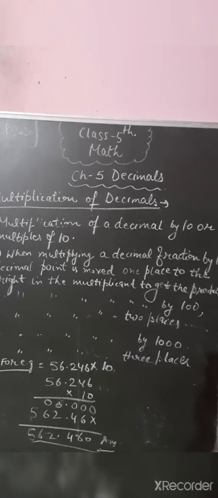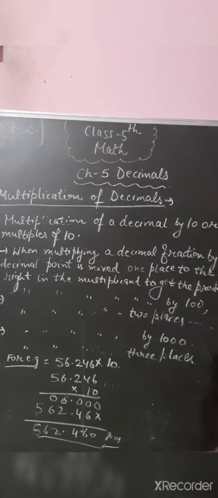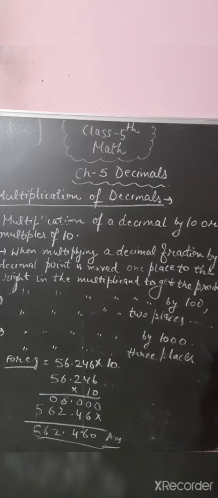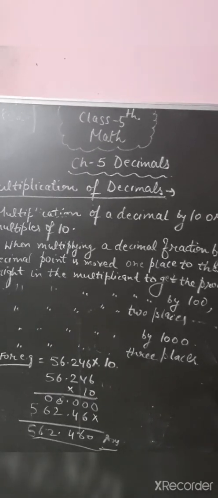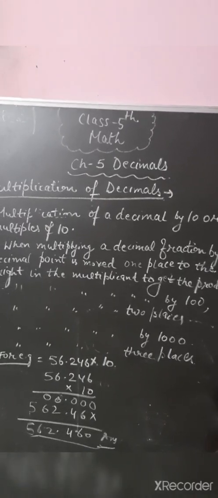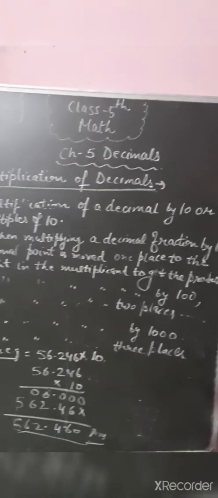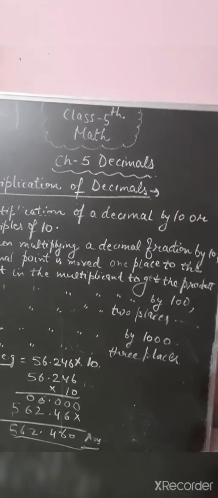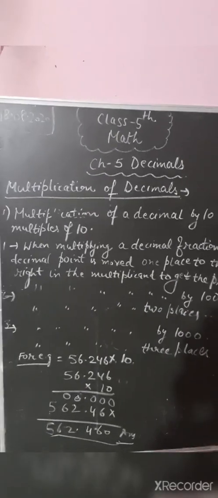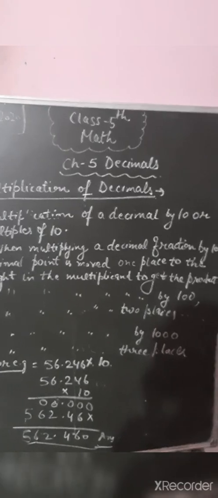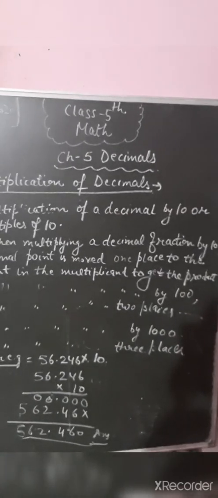Point number 2. Similarly, when multiplying a decimal fraction by 100, we have to move the decimal point 2 places to the right. And when we have to multiply by 1000, we have to move 3 places to the right in the multiplicand to get the product. If we are multiplying by 10, the decimal point is moved 1 place to the right. If multiplying by 100, we move the decimal point 2 places to the right. And if by 1000, we move 3 places to the right.